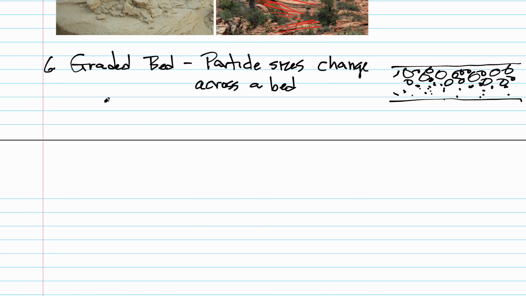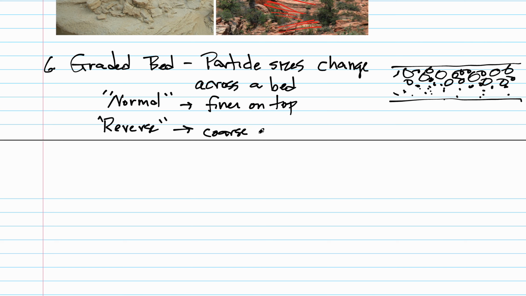There's two different types of graded bedding. Well, there's probably more than that, but there's something called normal graded bedding, and there's something called reverse graded bedding. Normal graded bedding has finer particles on top, and reverse graded bedding has coarser on top. And so my picture that I drew on the side is an example of reverse graded bedding.